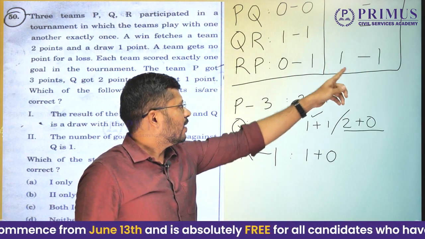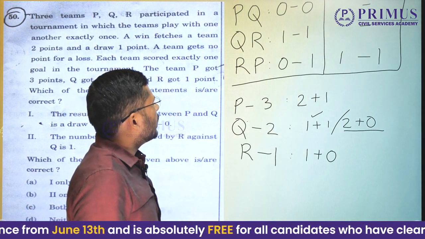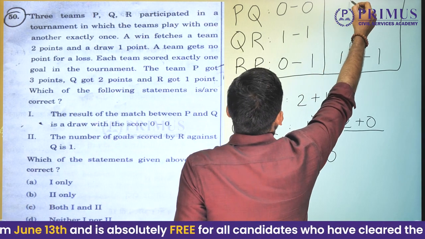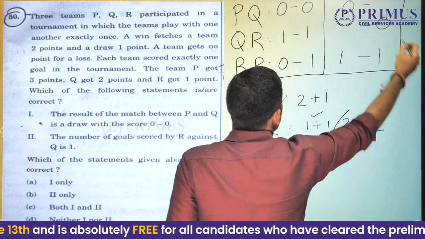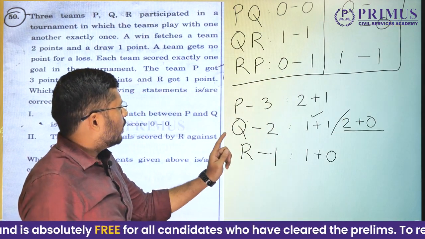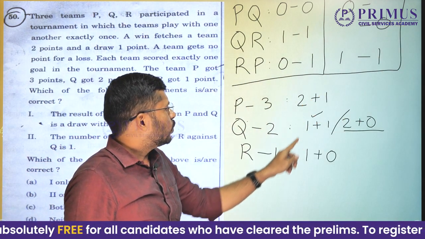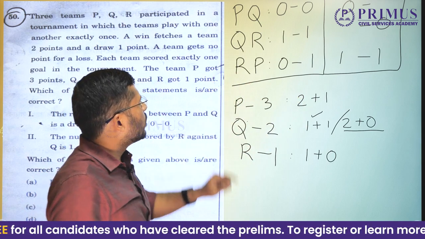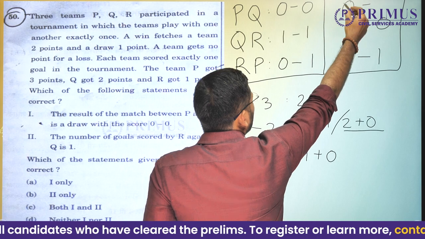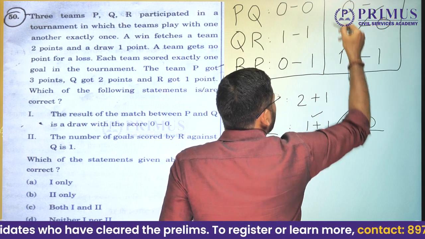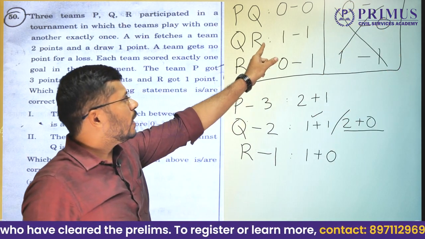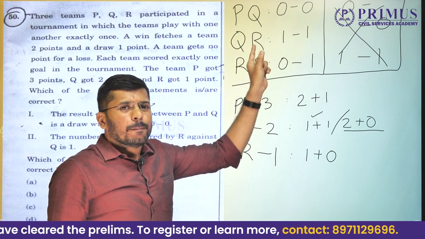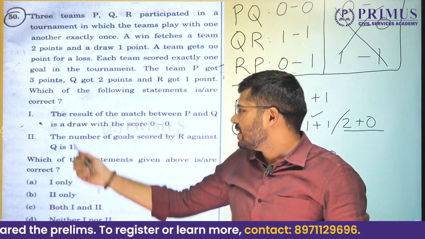Now P and R, let us say they scored 1 and 1 in each case. So here they should have scored 0 and here they should have scored 0. Now we have satisfied both the draw cases. But P wants a victory somewhere, and P has scored 0 here, so victory is not a possibility. So this entire scenario is waste. So this is the only possible scenario. Based on this, let us evaluate the given statements.